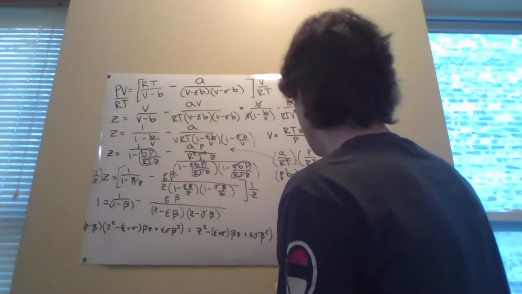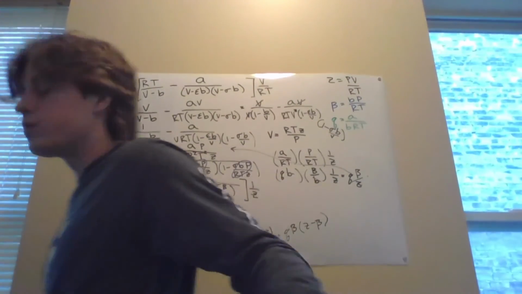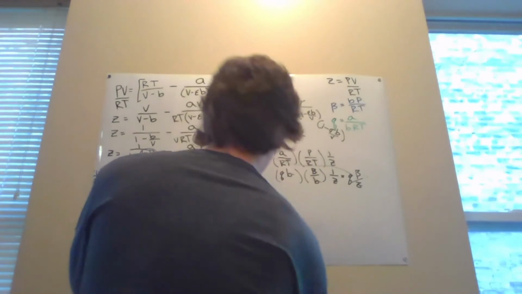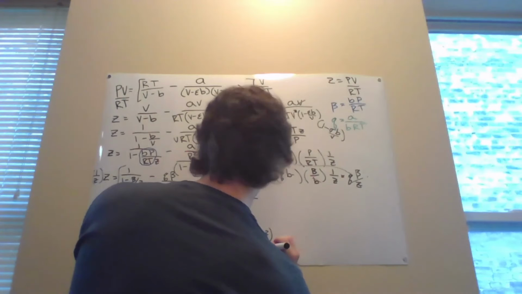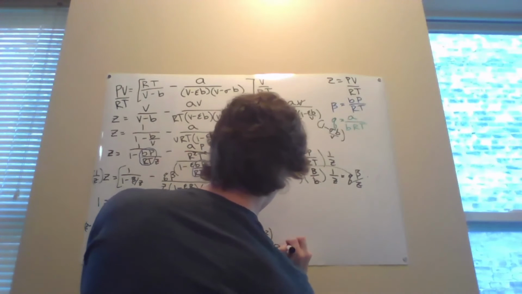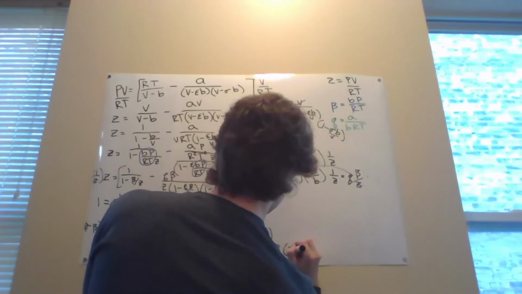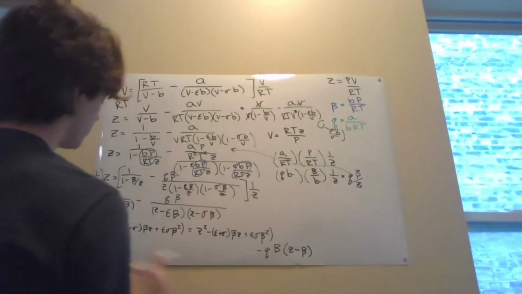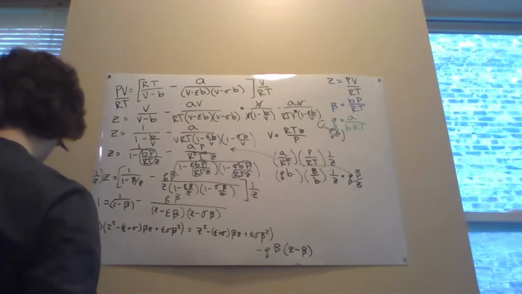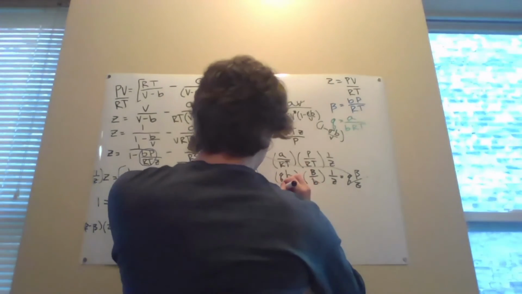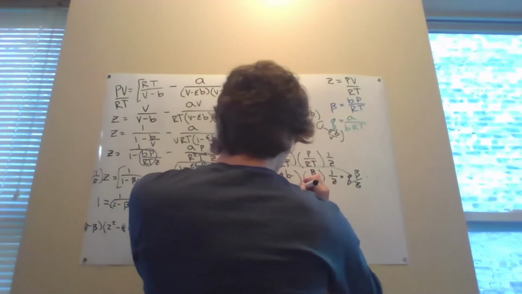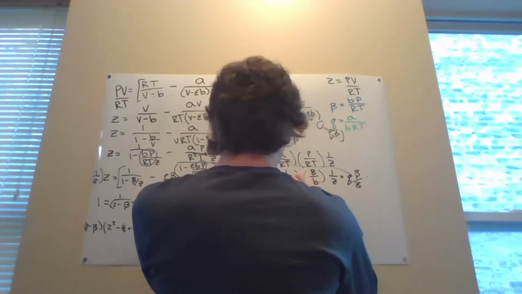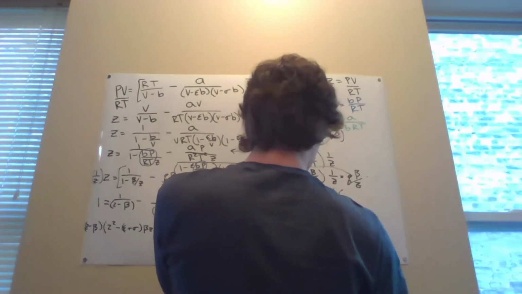So I'm going to rewrite this down here and kind of use this open space to group our like terms. So minus, rewrite that, which was q beta times z minus beta. And we're going to move everything over to this side of the equation and group it by terms. So we'll have our z cubed terms, we'll have our z squared terms, we'll have z terms, and then our constant terms.